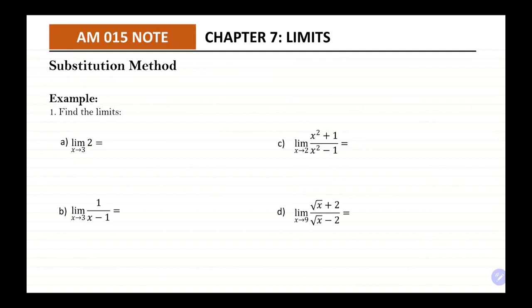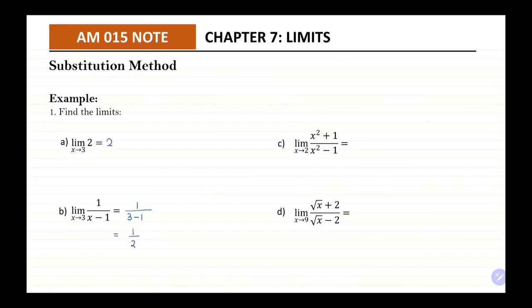Example number 1, find the limits. A, limit x approach 3 of 2. Okay, since this one doesn't have x, so we just copy 2. B, limit x approach 3 of 1 over x minus 1. So this function we have x, so we substitute 1 over 3 minus 1, so equals 1 over 2. Word limit akan hilang bila kita sub value x. Dan bila kamu dah substitute x dalam tu, automatic limit tu jangan tulis lagi dah.